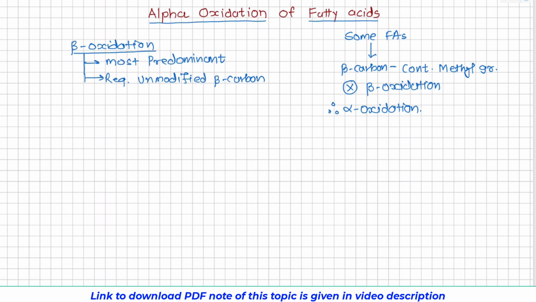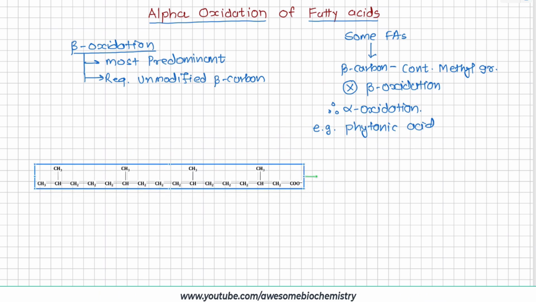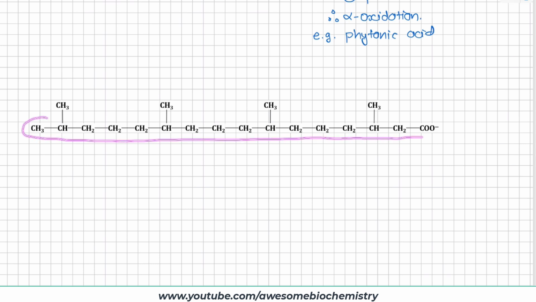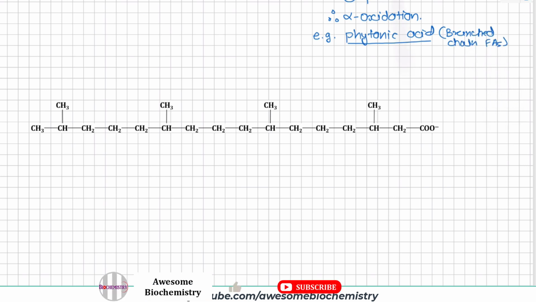Let's understand this with the classic example of phytanic acid. And this is the structure of phytanic acid. So as we can see, phytanic acid has 16 carbons in its backbone and 4 methyl groups attached as side branches. Because of these side branches, it is classified as a branched chain fatty acid. Further, this is the terminal carbon. So this is the alpha and this is the beta carbon. This beta carbon contains a methyl group.